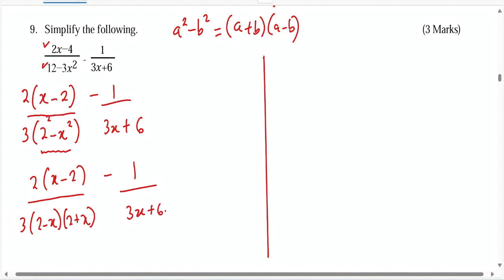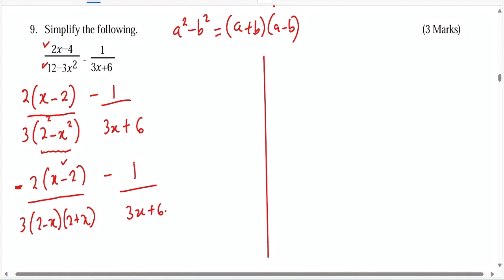Sawa? Sasa ukiona hapa hii ni x minus 2, chini hakuna x minus 2. So what do you do? Sasa we change the sign. Wacha tubadilishe sign ya 2. So if you change the sign for 2 ambayo iko juu kiweka negative, zile ambazo ziko ndani zitabadilika sign zote.